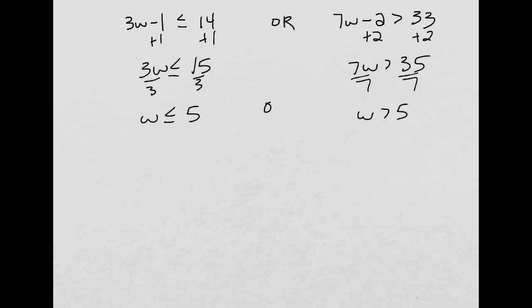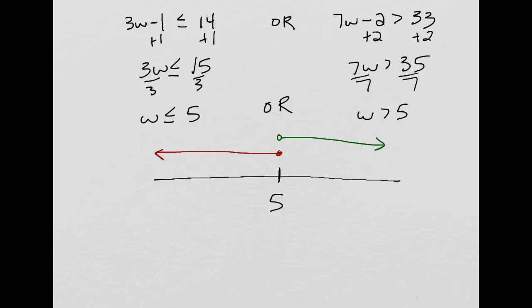So then from there, again, these two inequalities are joined by OR. So let's graph each one separately. Well, notice this time I have a really interesting case because I actually have only one key number on my number line. So the first one, w is less than or equal to 5, I'm going to do in red. So that would be closed circle, all the numbers to the left of 5. The other one, w is greater than 5, open circle at 5, and then all the numbers to the right.